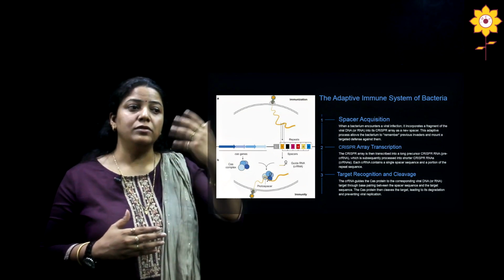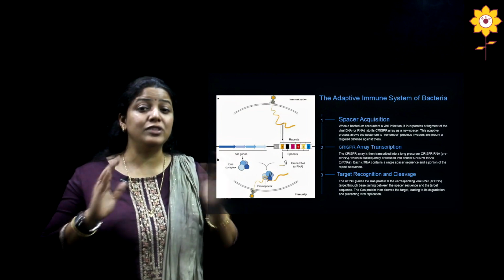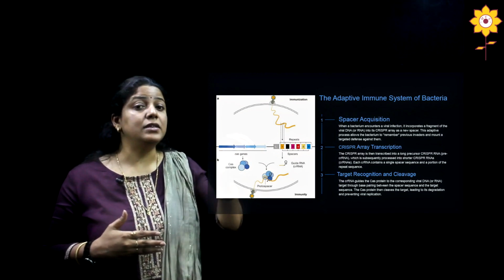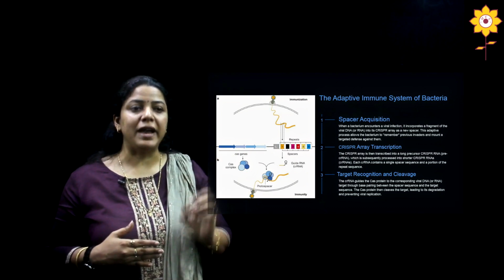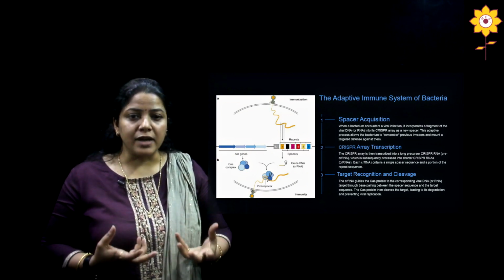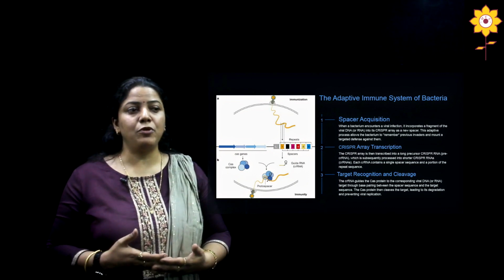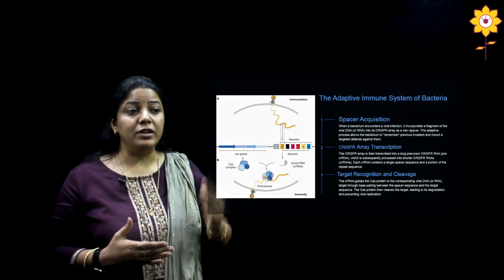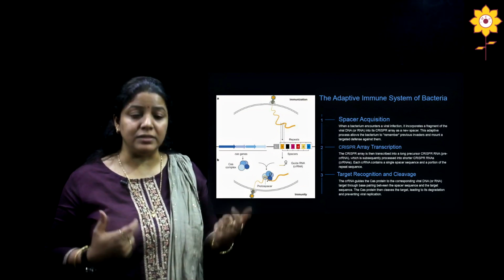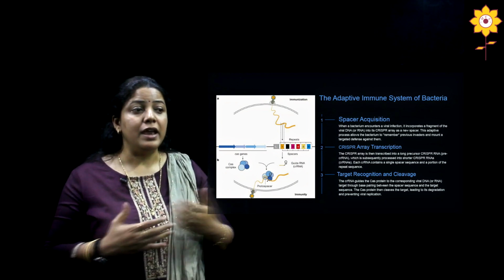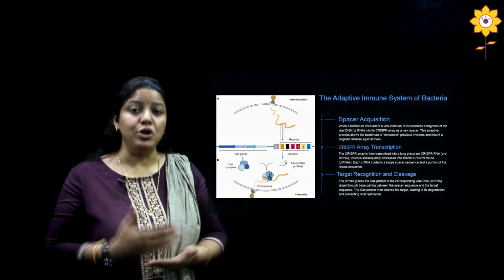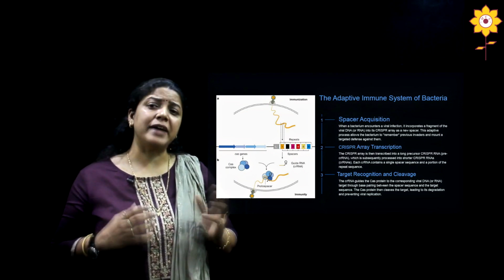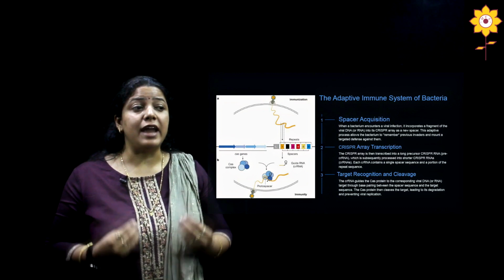Such arrays are produced and stored in the bacteria, and later, whenever the virus attacks this particular bacterium again, the bacterium will transcribe it, activate its Cas protein, and then this Cas protein is going to cleave whatever the viral DNA or RNA is there and give protection to these bacteria. So this is how the bacteria have this adaptive immune system.